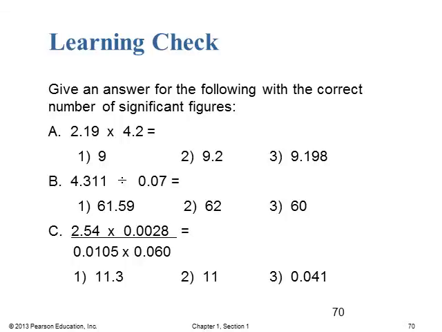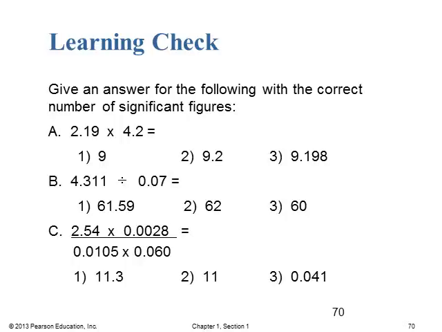And so that would round it up to 9.2, which is choice 2. All right. Similarly with division, we have 4.311, and that is being divided by 0.07. And so our answer would be 61 point and a lot of decimal places. All right, 5, 8, 5, 7, 1, 4, 3, so on and so forth.